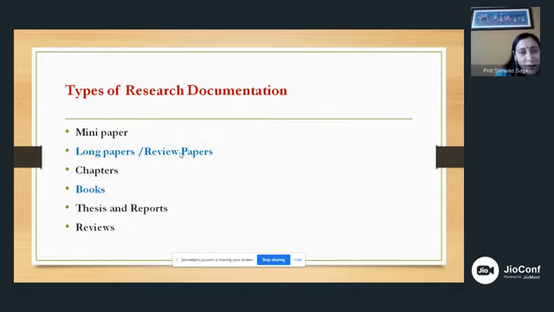Review papers, as we have discussed, you can write. If somebody is editing a book, you can write chapters in a contributed book. You can write books. You can write a thesis. If you have got a project, then you can write a report, and you can write editorial reviews or book reviews.